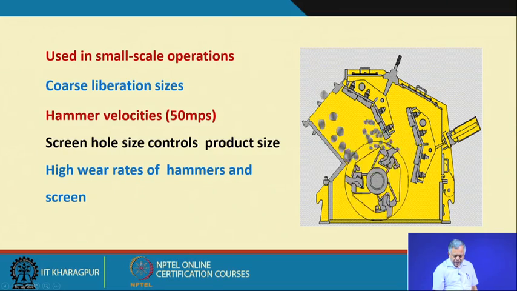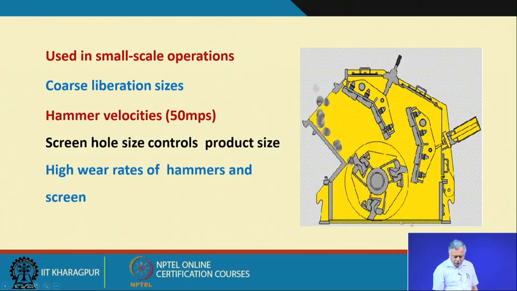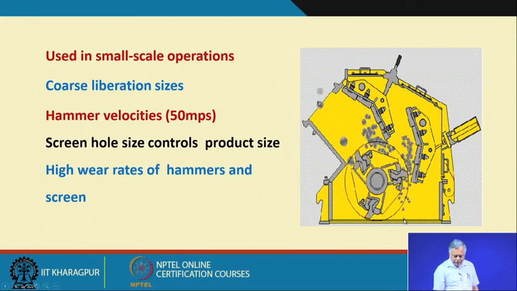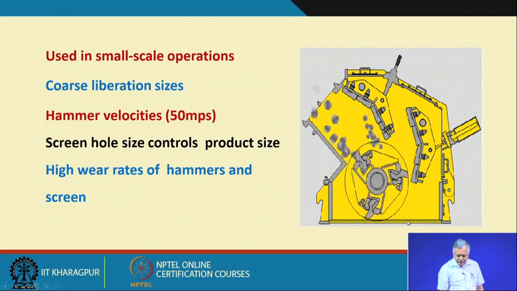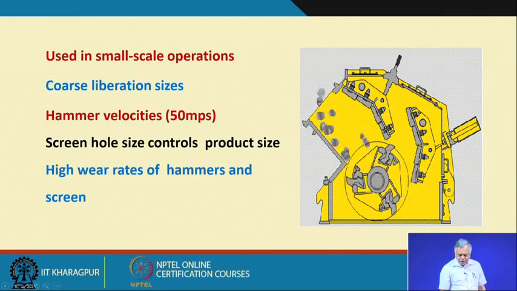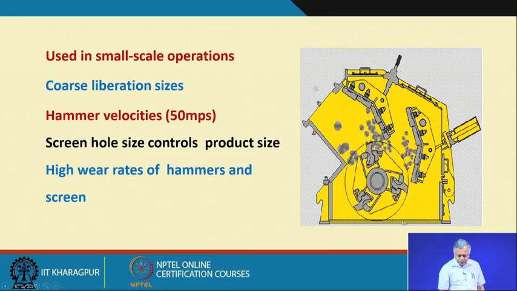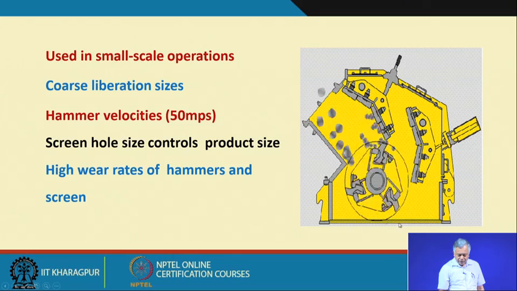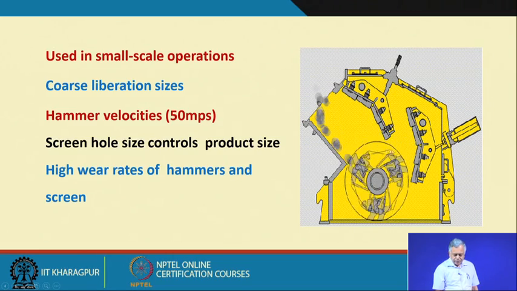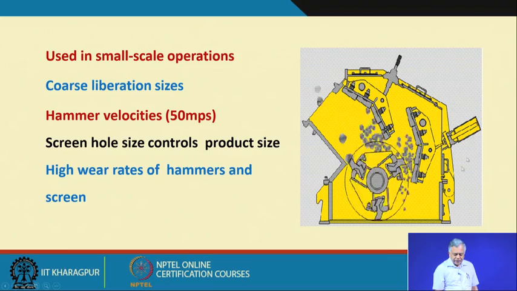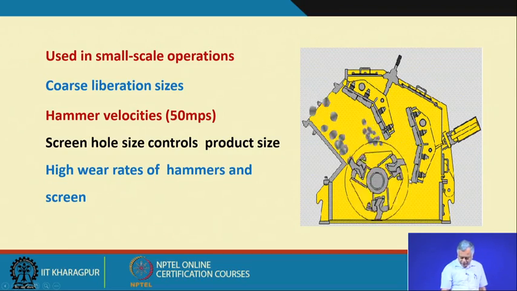Similarly, these are all arranged at different angles, and below this you have got a screen with apertures. The materials which are already finer than the screen aperture will go out of the system, and the material which is coarser than the aperture size will be lifted back again, and then hit this, and that is how you are having a breakage of the particles.